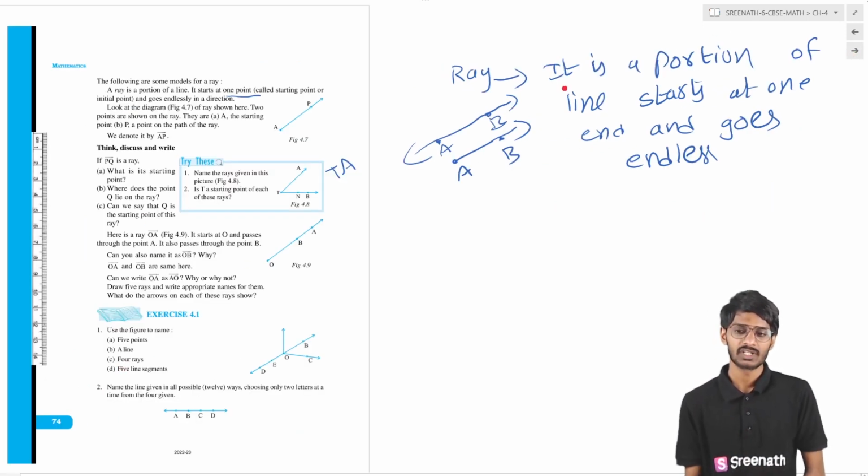Next thing, students, it is a ray. A ray is a portion of a line, it starts at one end and goes on endlessly. So a ray is a portion of a line, students.